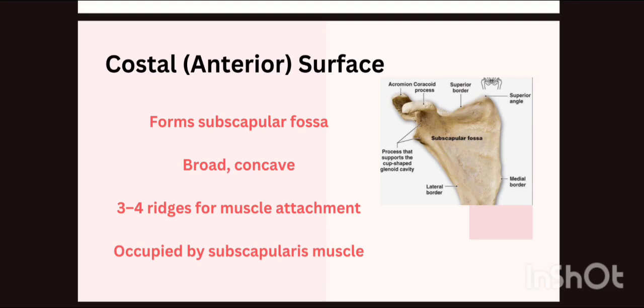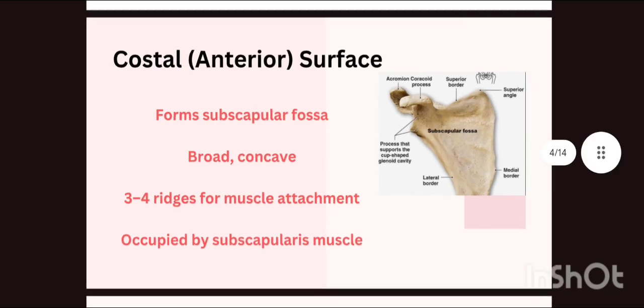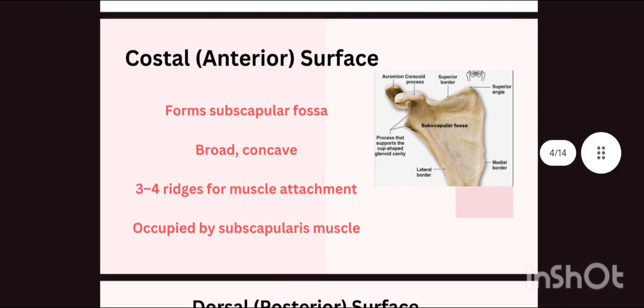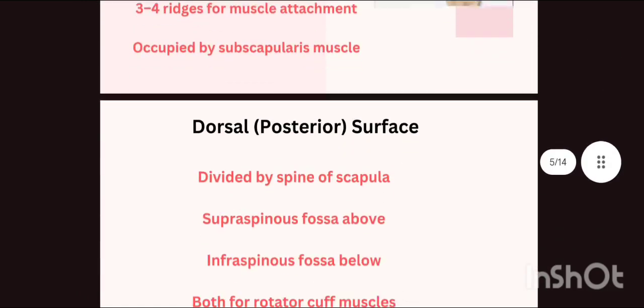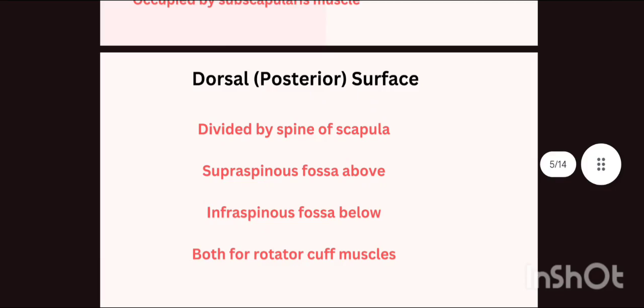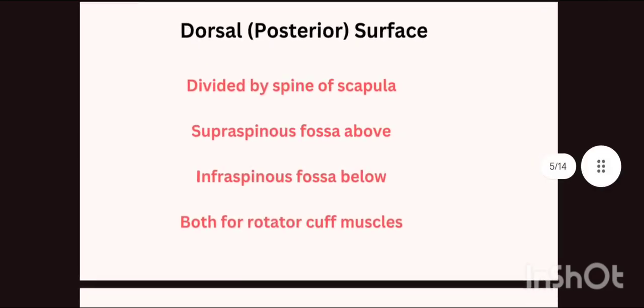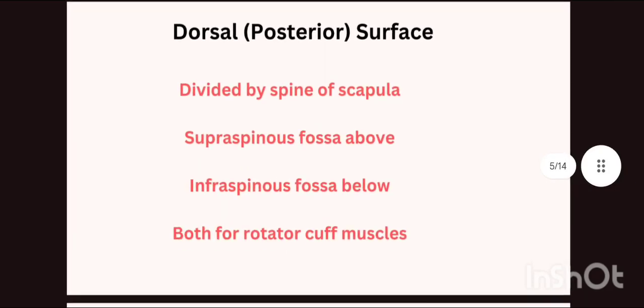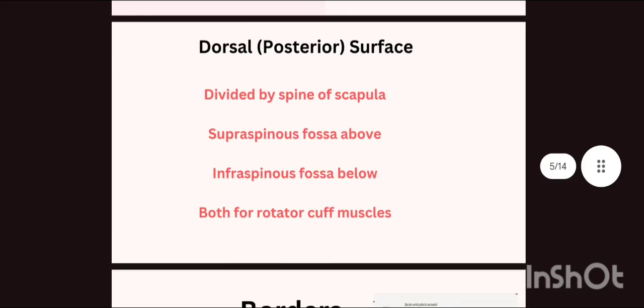It has a big depression called the subscapular fossa, and inside this you have the subscapularis muscle. So you remember it like this: front, subscapularis, done. Now turn the bone around, we see the dorsal surface, the back. Here is the most obvious feature, the spine of the scapula. This ridge divides the back into two compartments: above, supraspinous fossa; below, infraspinous fossa. And of course, supraspinatus sits above and infraspinatus sits below.